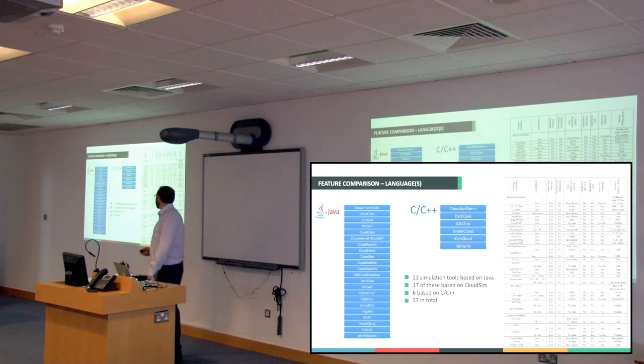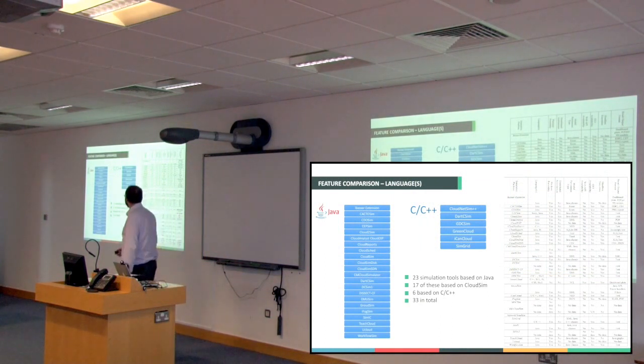In terms of languages, by far the most common language across them is Java. Some of them are C++ based. 23 simulation tools are based on Java. 17 of these are based on CloudSim, so you'd assume that they would use Java as well. 6 are based on C++.